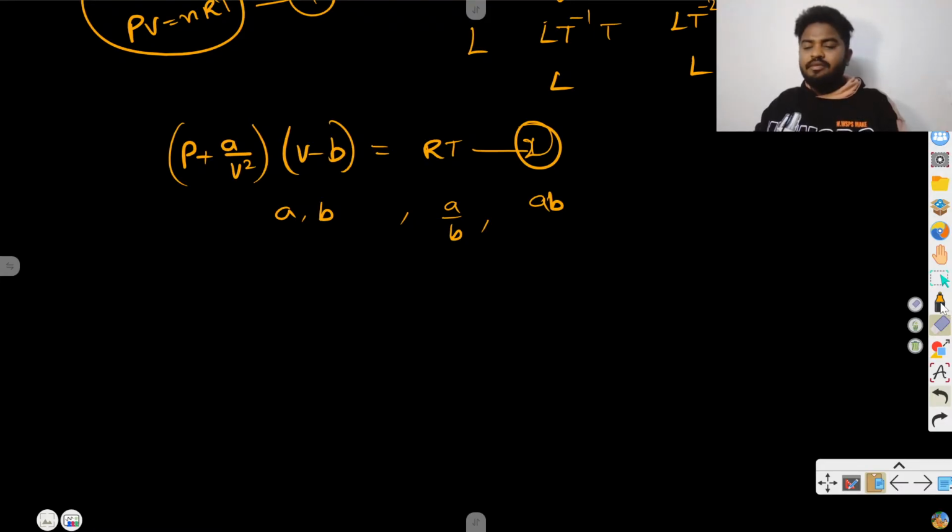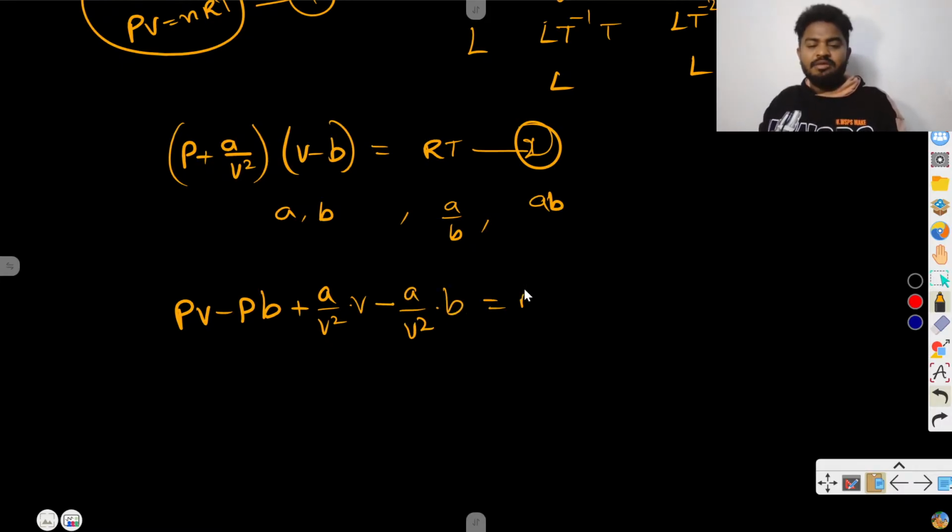Okay, so for example, what we do is (P into V) PV minus P into B, and then plus A by V square into V minus A by V square into B is equal to RT, right? So here, what I'm saying is, whatever the dimensional formula for this term, the same dimensional formula holds for this term also, and for this term also, and for this term also.